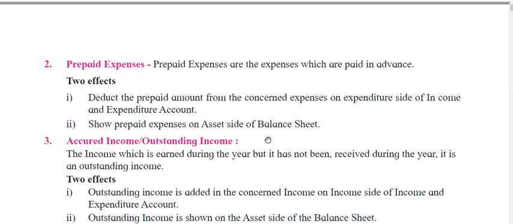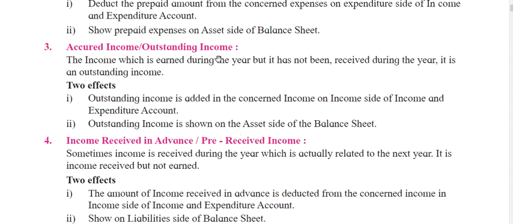Next one is accrued income or outstanding income. Income which is earned during the year but has not been received during the year is outstanding income. It is earned in the current year but has not been received during the year. So that is outstanding income. Two effects of calculation are there for accrued income, that is, outstanding income.